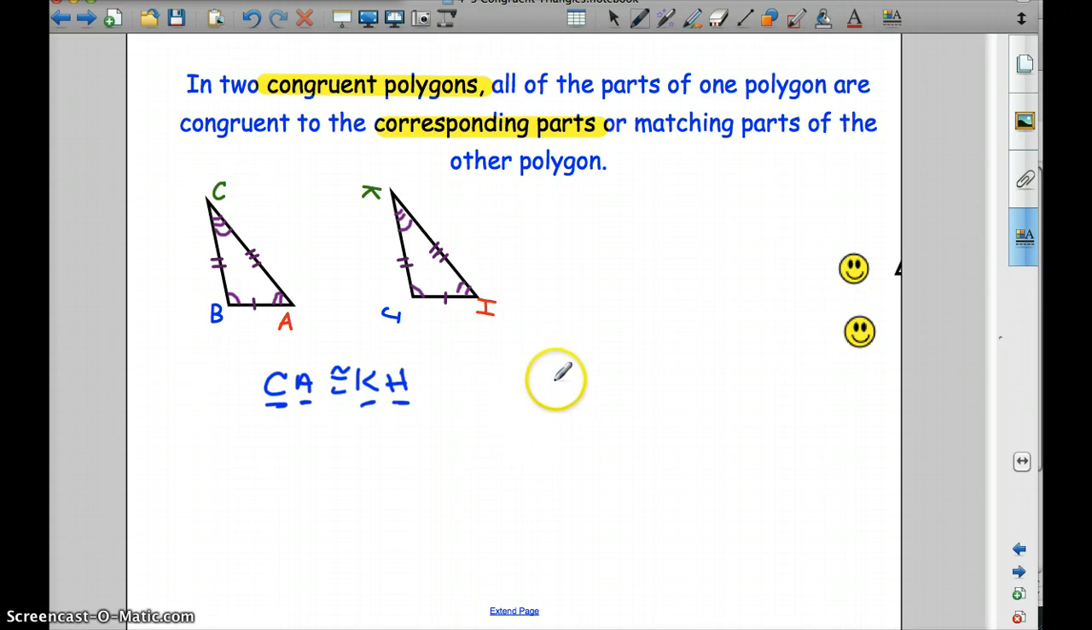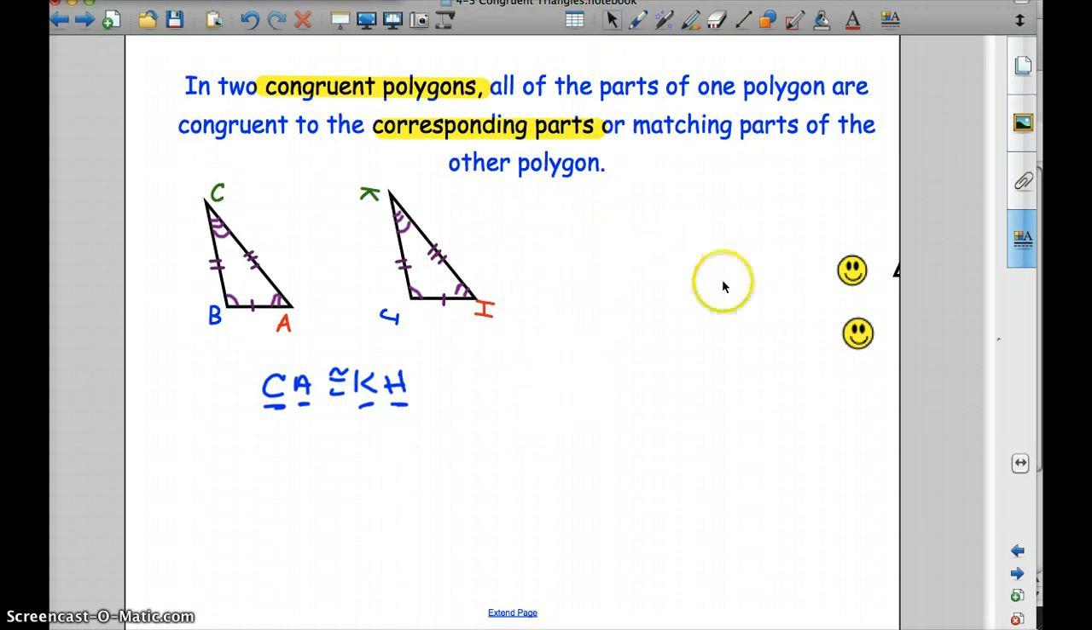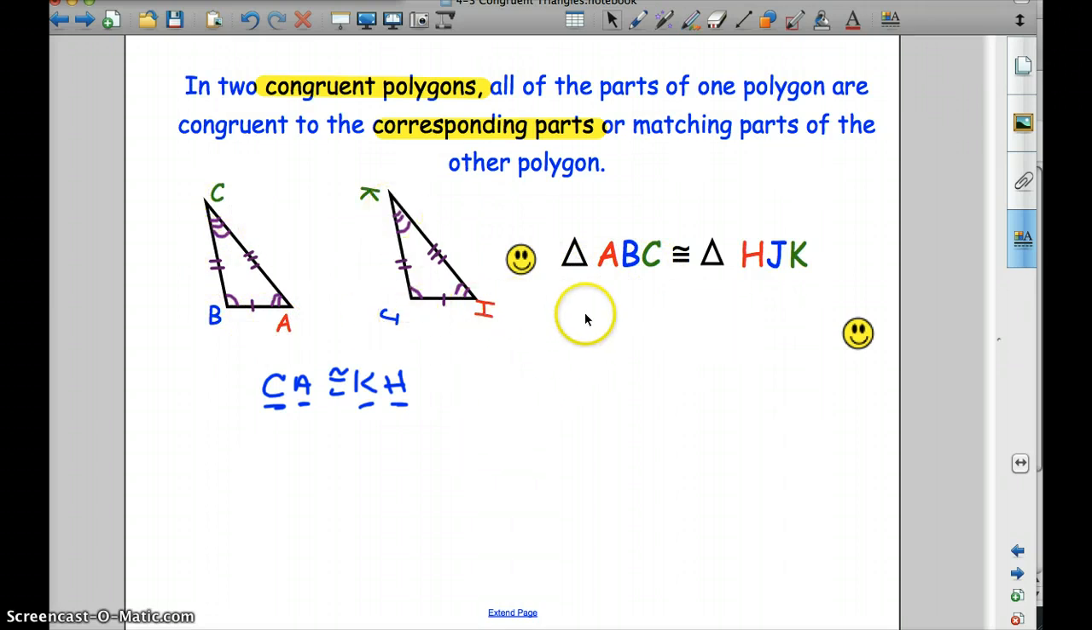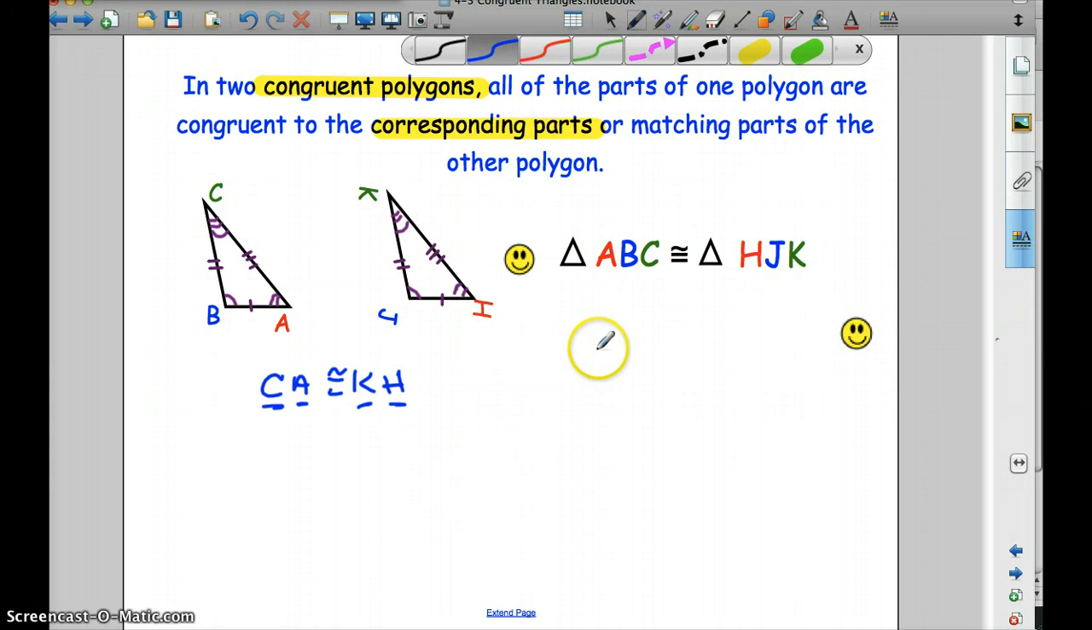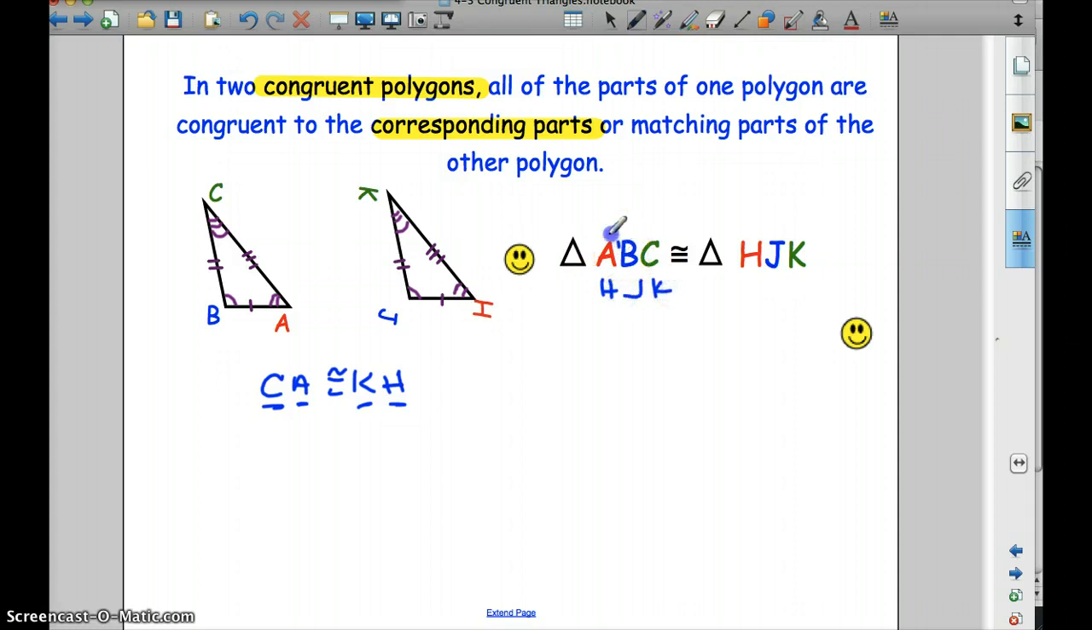So now can you look at these triangles and write out their names, showing that they are congruent to one another? Well, they're going to look like this. Triangle ABC is congruent to HJK. Notice they match up with one another. Order does matter. And so you can write them next to each other like HJK and know that A and H are congruent to one another, B and J, C and K. All right. So this is a valid statement.